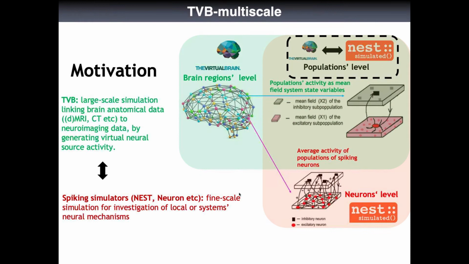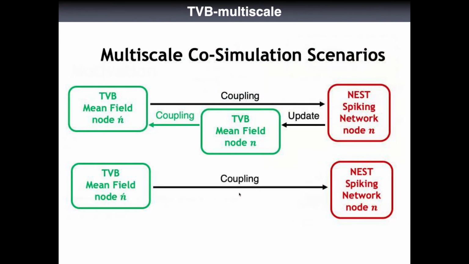However, there are many spiking simulators out there that actually simulate spiking networks of neurons, spiking neurons in other words, and NEST and NEURON are some of these simulators. The idea there is different. It's to study local mechanisms of processing, local systems and mechanisms. So are there cases where we would need a little bit of both? Well, there are scenarios like that.